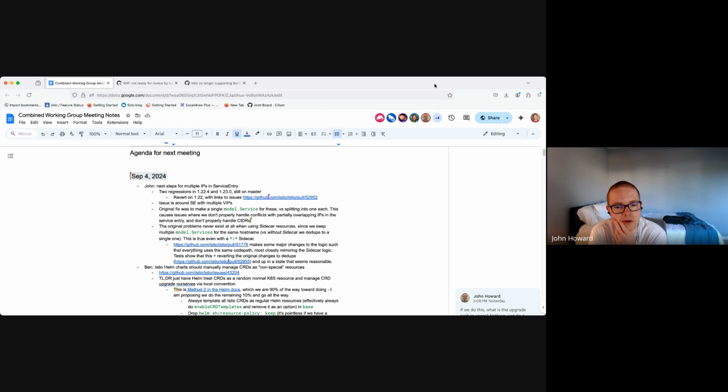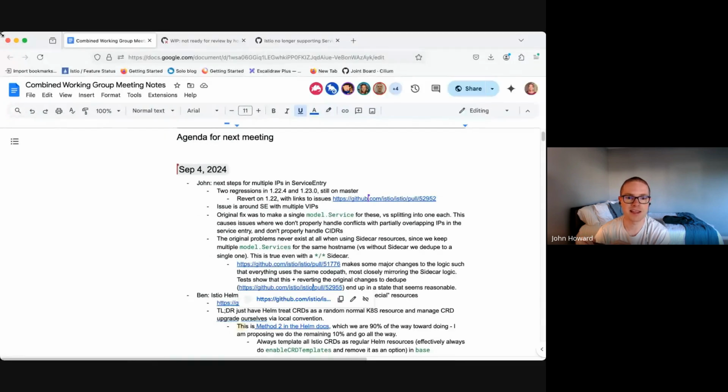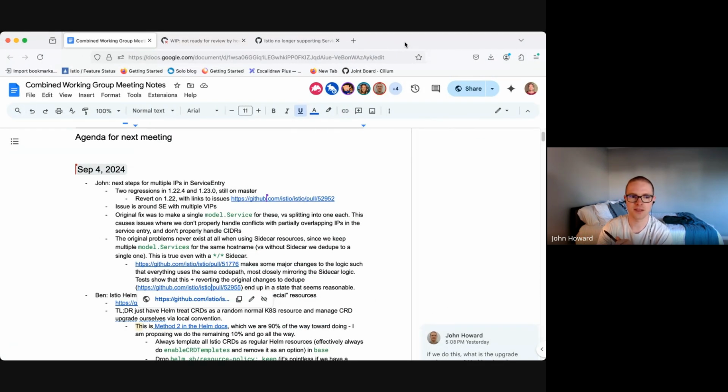No, well, it's not really that the model.services are joined. All the model.services get compiled down into a sidecar scope object, somewhat confusingly, but this happens whether or not you have a sidecar. Inside of that there's a list of services. And in that list, with a sidecar resource, we would have multiple entries that happen to have the same service or host name.